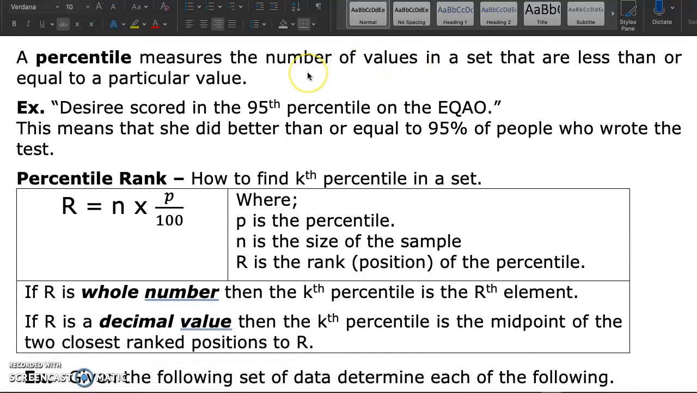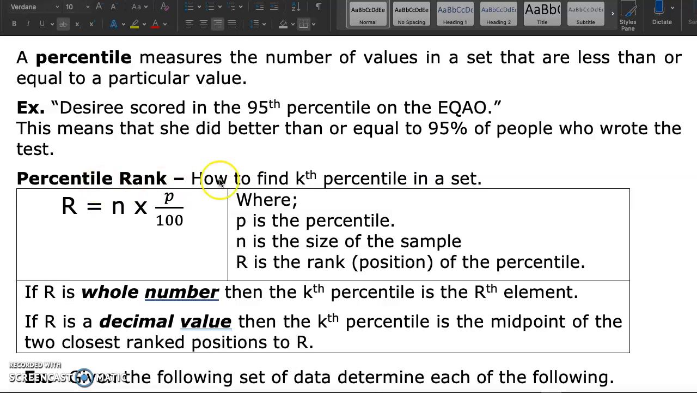A percentile measures the number of values in a set that are less than or equal to a particular value. For example, if Desiree scored in the 95th percentile on the EQAO, this means that she did better than or equal to 95% of the people who wrote the test. So this is a comparison to the rest of the data. We don't know the actual score that she got on the test or what the test is out of, but we know that she did better than 95% of other test takers.